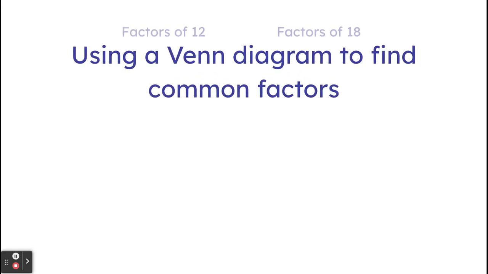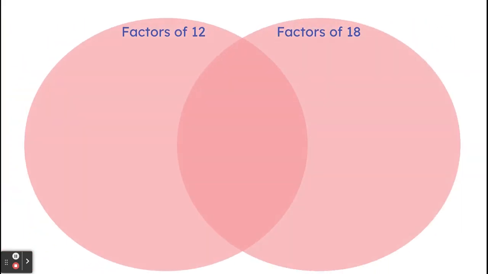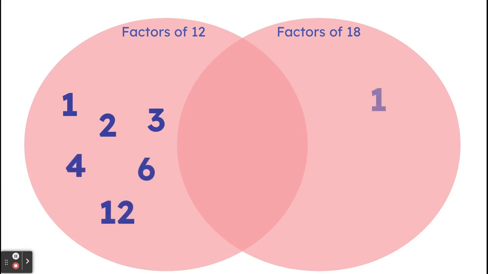We can use a Venn diagram to help us find common factors and the greatest common factor. Let's look at factors of 12 and factors of 18. Okay. Our factors of 12 are 1, 2, 3, 4, 6, and 12. And the factors of 18 are 1, 3, 6, 2, 9, and 18. A little out of order, but they're all there.